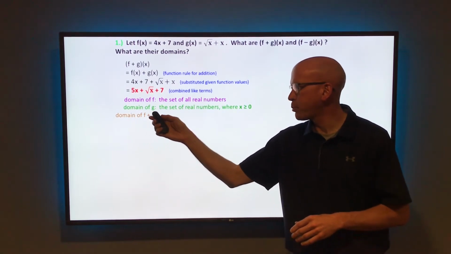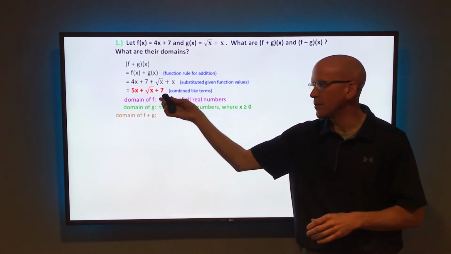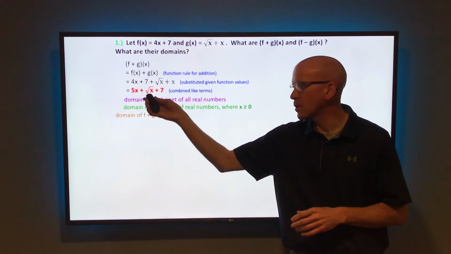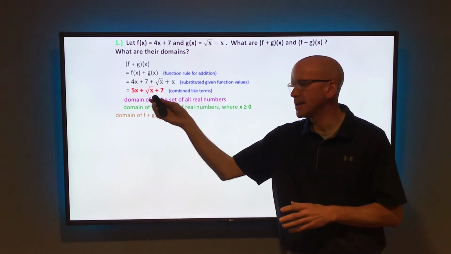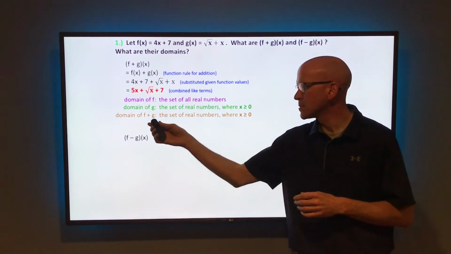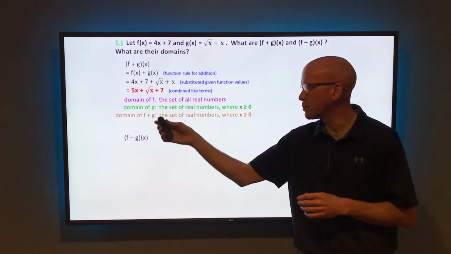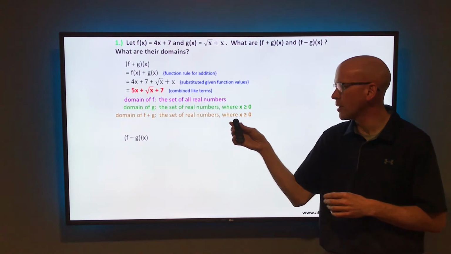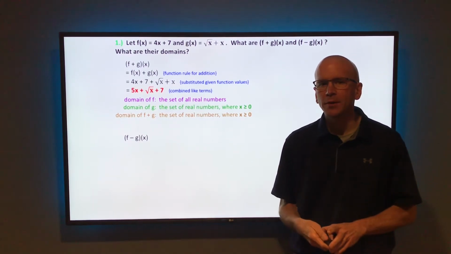And for the domain of f plus g, that is this 5x plus the square root of x plus 7. Again, you have a square root sign. What's under the square root sign can't be negative, so x must be greater than or equal to 0. So the domain of f plus g, or f of x plus g of x, would be the set of all real numbers where x is greater than or equal to 0.